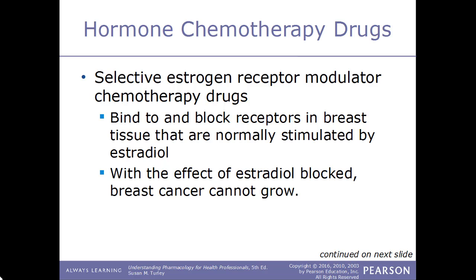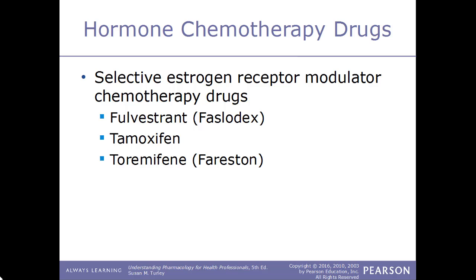Another class of hormone chemotherapy drugs are the SERMs, the selective estrogen receptor modulator drugs. Well, these will bind to and block receptors in breast tissue that would normally be stimulated by estradiol. So with the effect of estradiol being blocked, the cancer in the breast tissue can't grow. Some examples of this kind of drug would include fulvestrant, also known by the trade name Faslodex, tamoxifen, and toremifene, also known by the trade name Fareston.